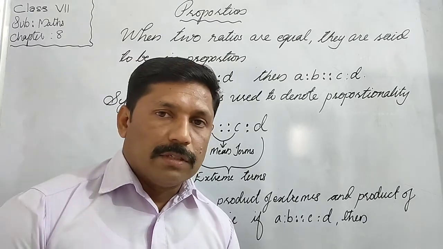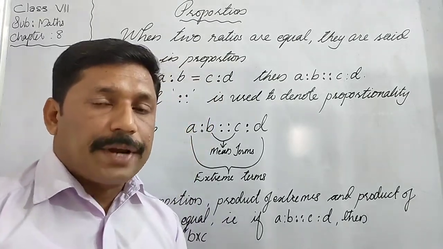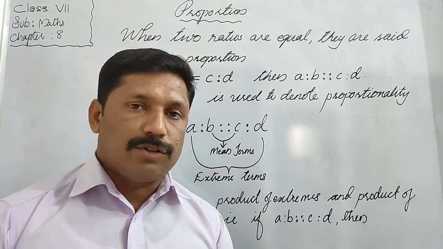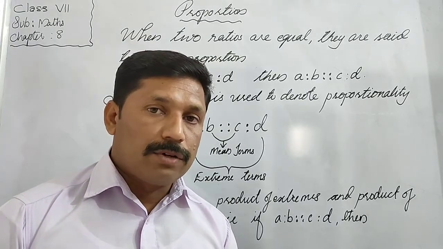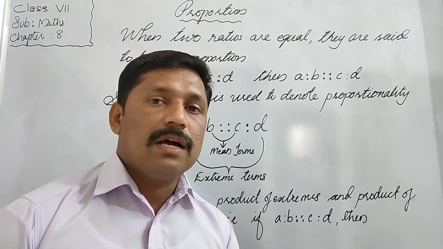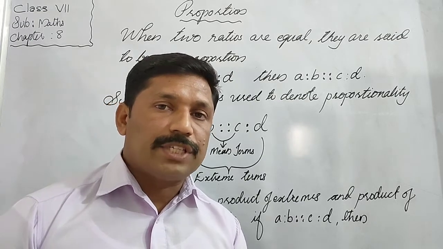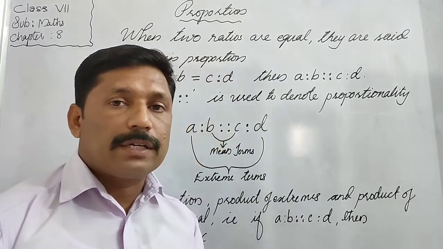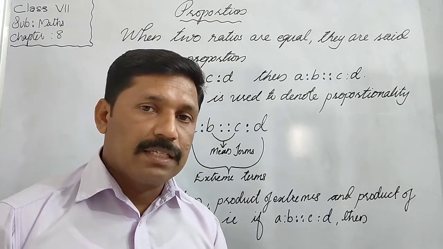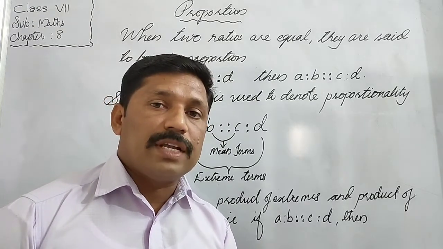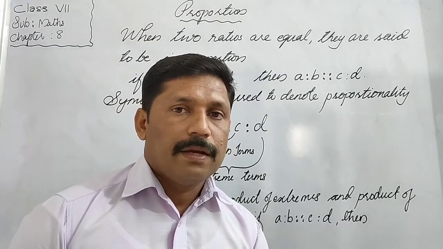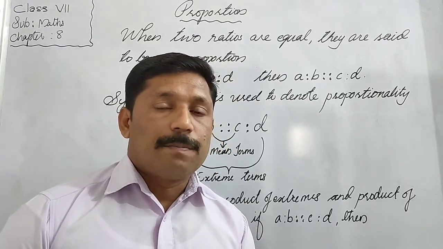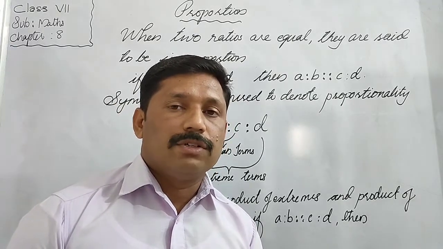Always in a proportion, the product of extremes will be equal to the product of means. So in order to check whether four quantities are in proportion, we have to take the product of their extremes and the product of their means, and if both are equal, then we can say that they are in proportion.